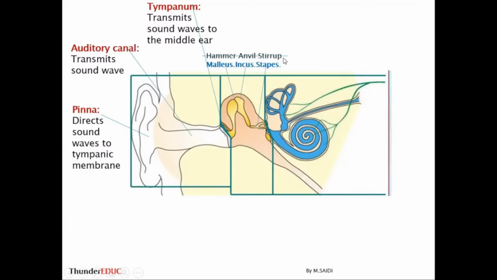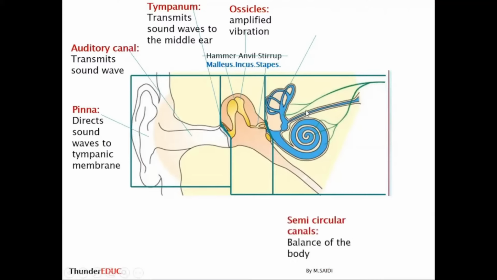Hammer, anvil, and stirrup, we basically don't advise using in the exam, although it is correct. We prefer using malleus, incus, and stapes. These bones amplify the vibration and also take the vibration to the oval window. So the ossicles amplify the vibration and also transmit the vibration to the oval window. Basically, that is their function.